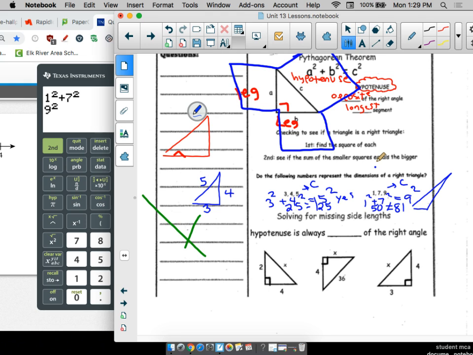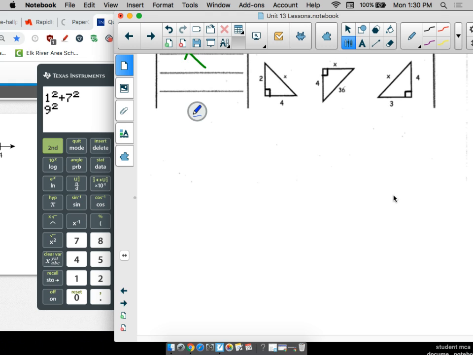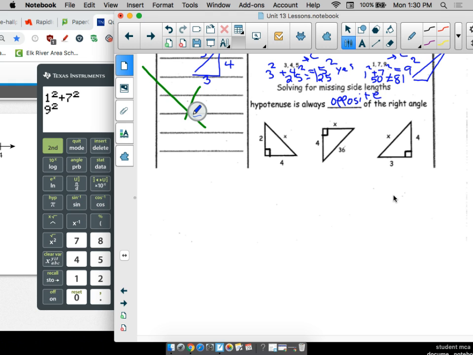All right, learning target number 2, last one for today. We're going to solve for missing side lengths. What you need to know is hypotenuse is always opposite of the right angle. So now you're going to assume that all of your triangles are right. You're going to assume that all of your triangles are right. And I'm going to use Pythagorean theorem. So a squared plus b squared equals c squared. C is the hypotenuse, which means it's the one that doesn't make the right angle.